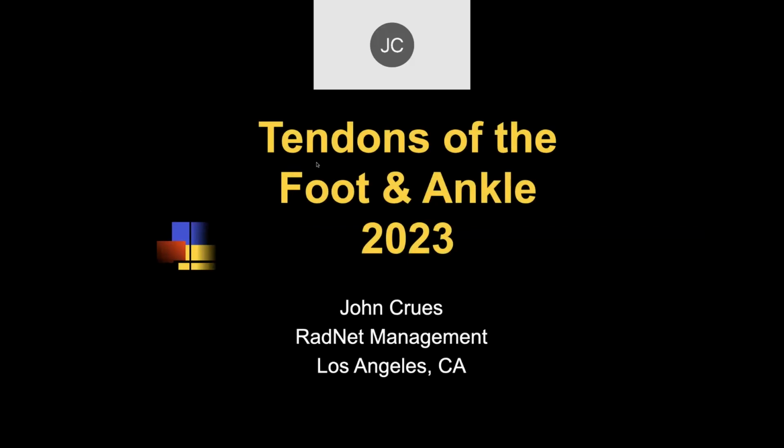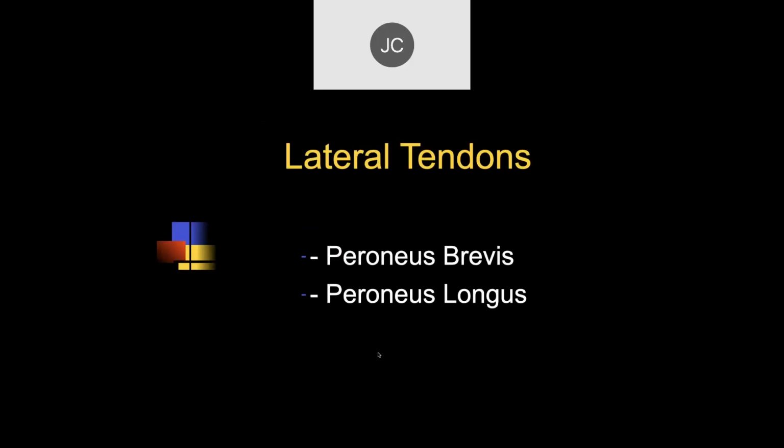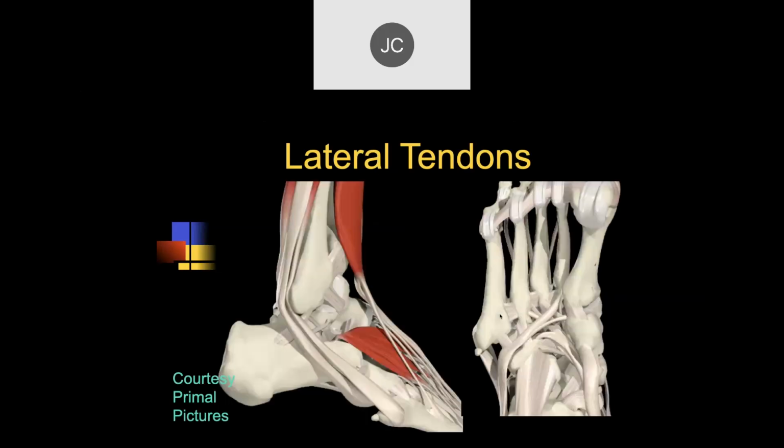So let's go on and talk about foot and ankle, and we'll talk about the tendons. We'll talk primarily about the lateral, medial, anterior, and the Achilles tendon. Starting laterally, we have the peroneus brevis and longus, which you're all very familiar with. Anatomy: they go behind the lateral malleolus. The brevis is anterior, the longus is posterior, and then the longus comes down here, wraps around the cuboid, and attaches to multiple bones here, primarily on the medial side of the foot, especially the base of the first metatarsal.